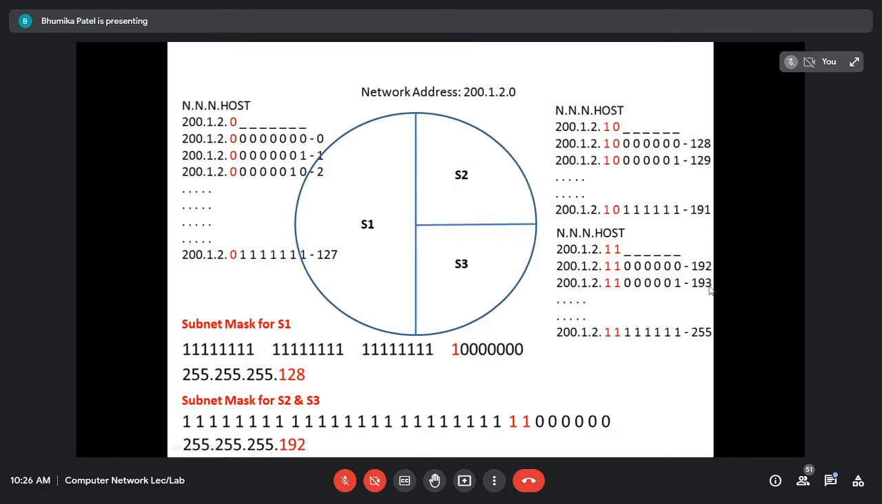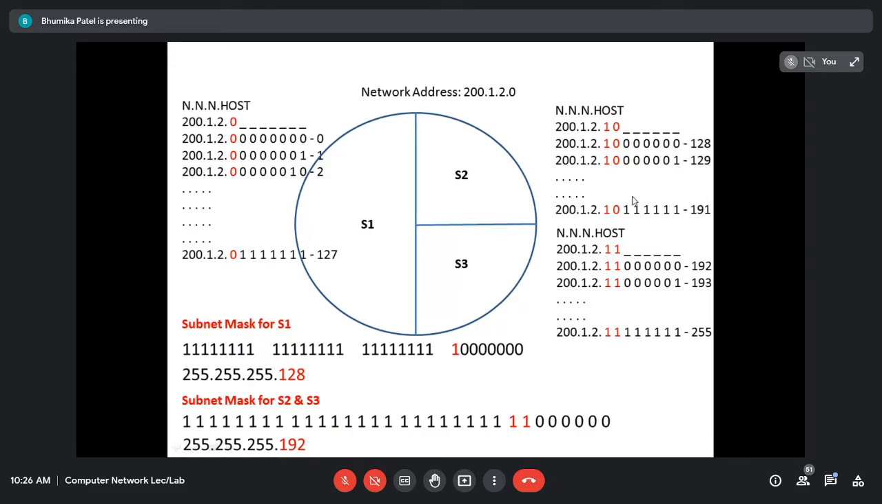Okay, if it is 193, a message is coming to the router with the destination IP address 193. So a logical AND operation will be executed between 193 and 192. The first IP address will be obtained, that is 192. So which subnet will it be sent to? It will pass the message into subnet number 3.